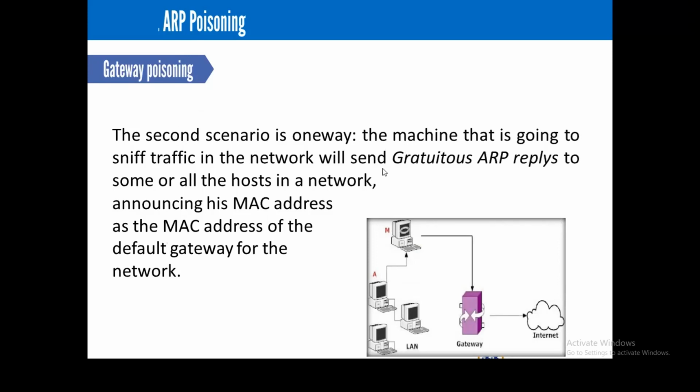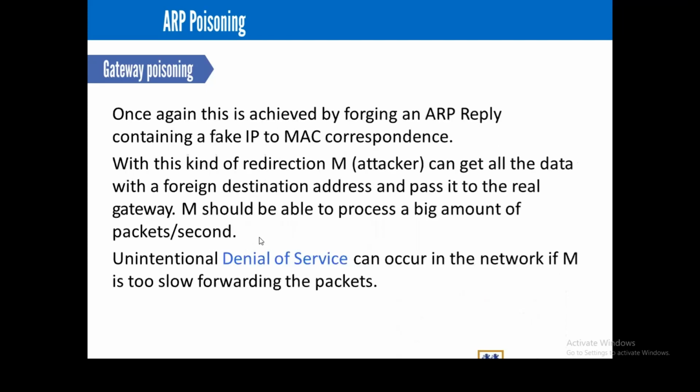So, the gateway poisoning. The second scenario is one way. The machine that is going to sniff traffic in the network will send gratuitous ARP replies to some or all of the hosts in the network, announcing its MAC address as the MAC address of the default gateway for the network. You can see it: this guy fetches the entire network, and its MAC address is the default gateway MAC address. Once again, this is achieved by forging an ARP reply containing a fake IP to MAC correspondence.